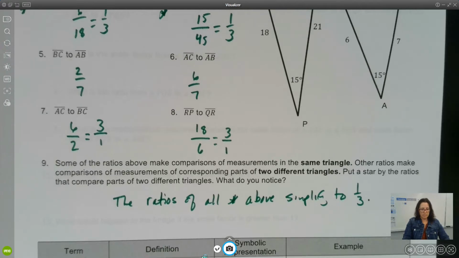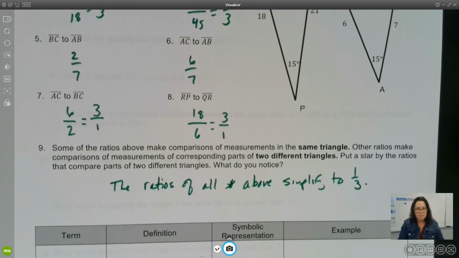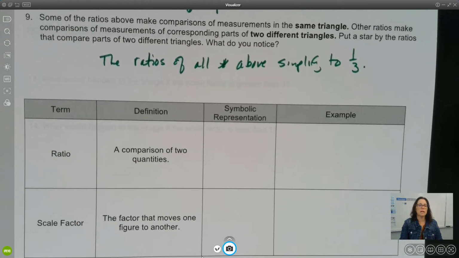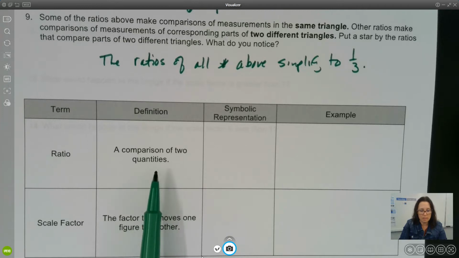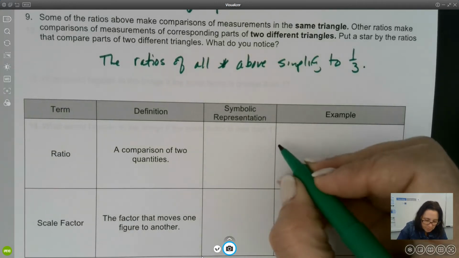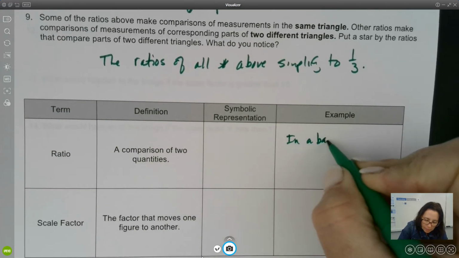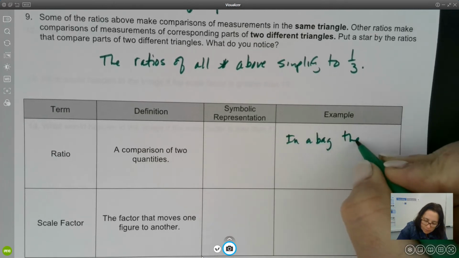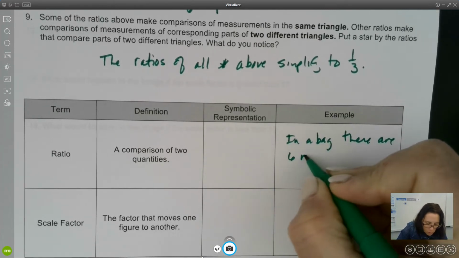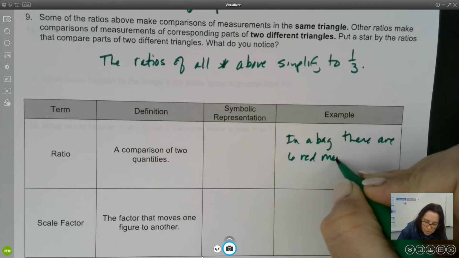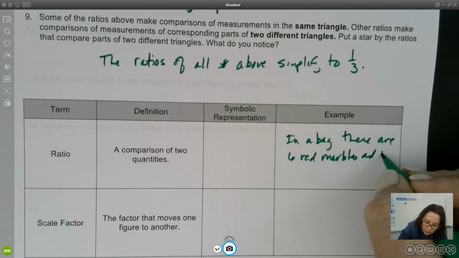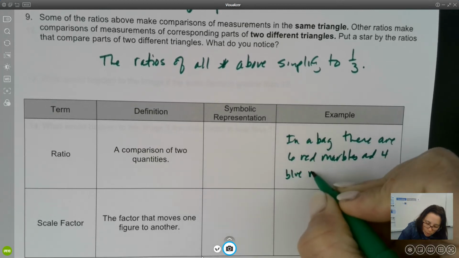All right, some definitions. We've definitely seen these definitions before, but I don't know that we've written them out just point blank like that. So ratio is a comparison of 2 quantities. I think that was in the very first, if not second lesson of this module. Okay, so let me give an example of that. In a bag, there are 6 red marbles and 4 blue marbles.